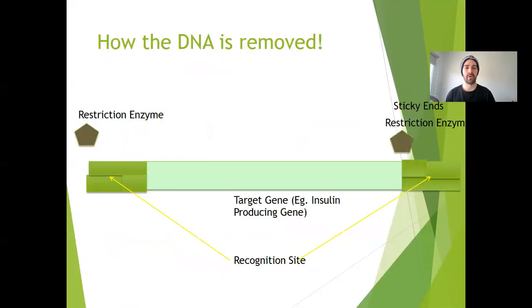So the process of how that works obviously relies on restriction enzymes. We discussed last week, restriction enzymes have specific recognition sites. So we're going to pick a restriction enzyme that will help us cut out the gene that we want. In this diagram here, we're going to use insulin as our example.